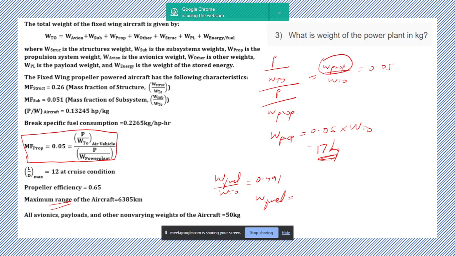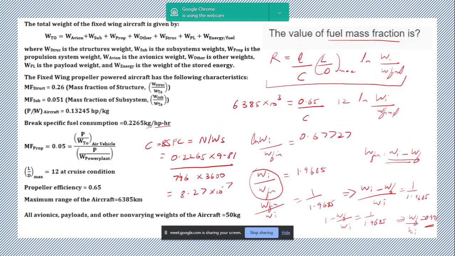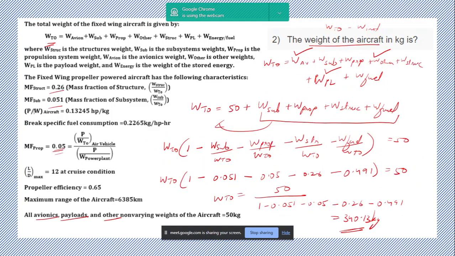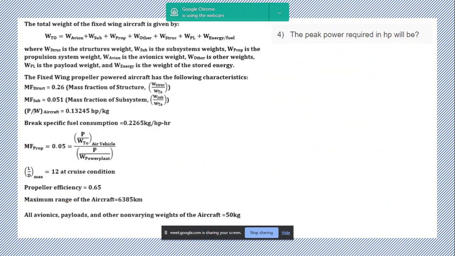491 times 340 gives 167 kgs of fuel. This is how, given a ratio, you're able to calculate the weight of fuel, the weight of the structures, and how much payload you'll be able to carry for the given specifications of the aircraft. Once you have a gross estimate of the takeoff weight, you can calculate the other requirements based on their mass fractions. You can also do vice versa to get an estimate of the takeoff weight, like we did in the previous questions. This is how we go about finding the various component masses.